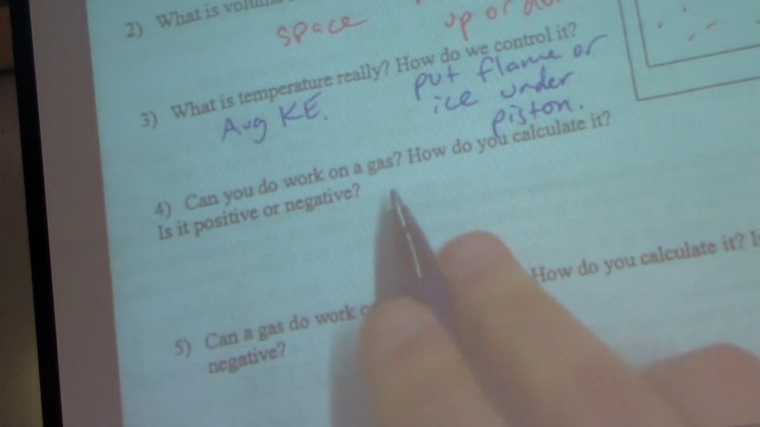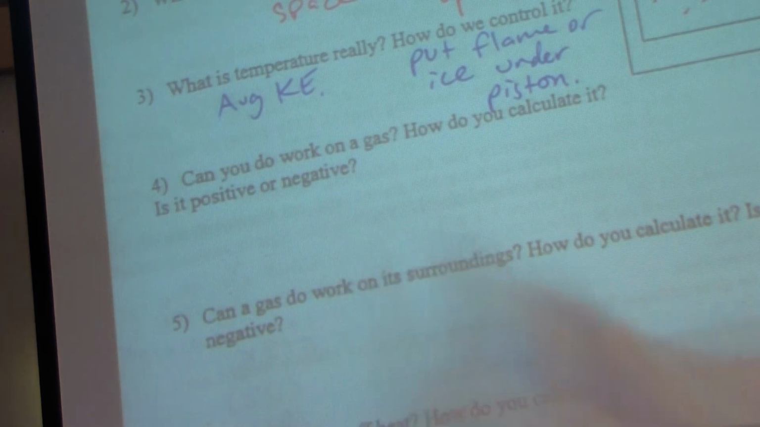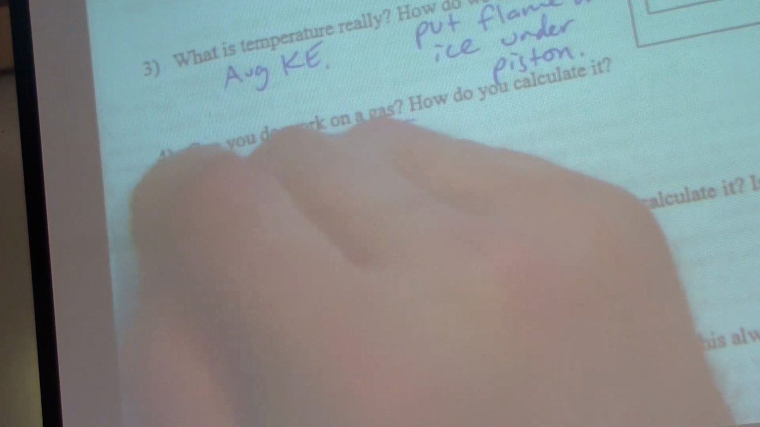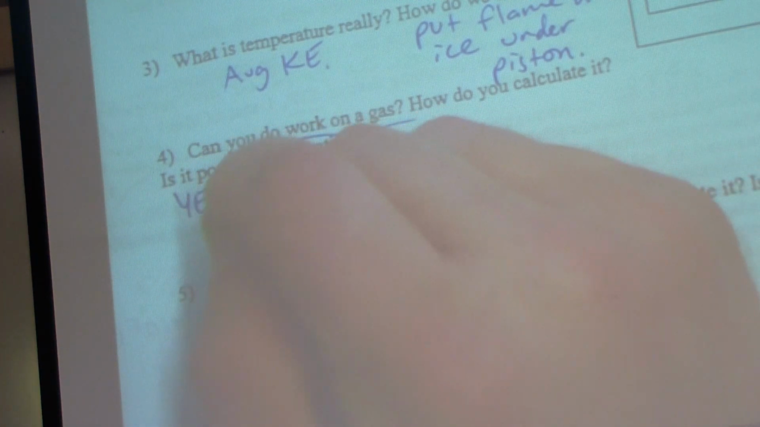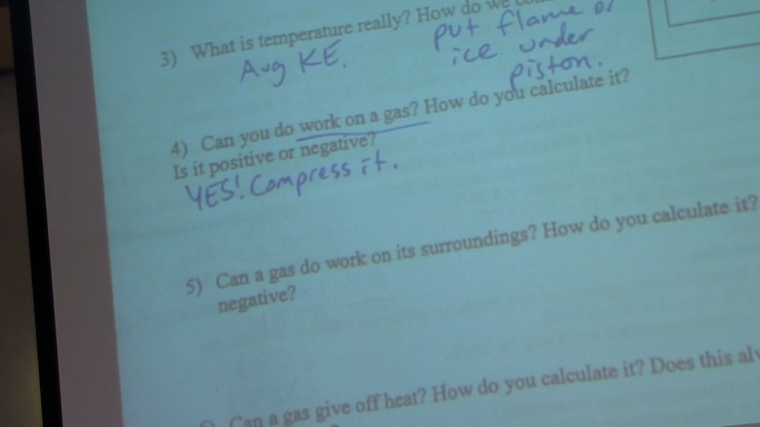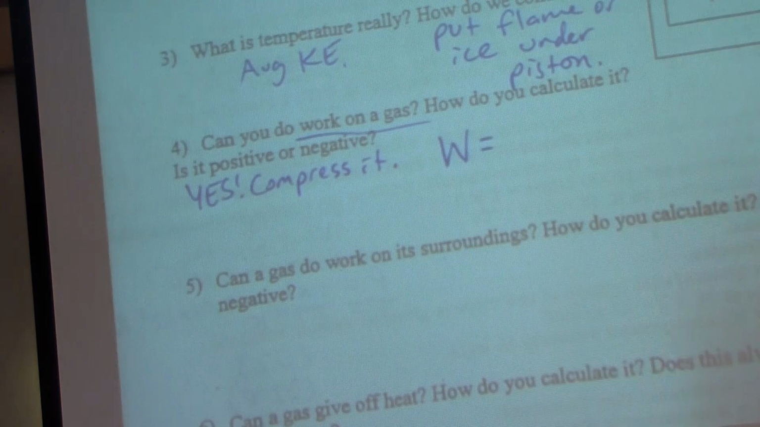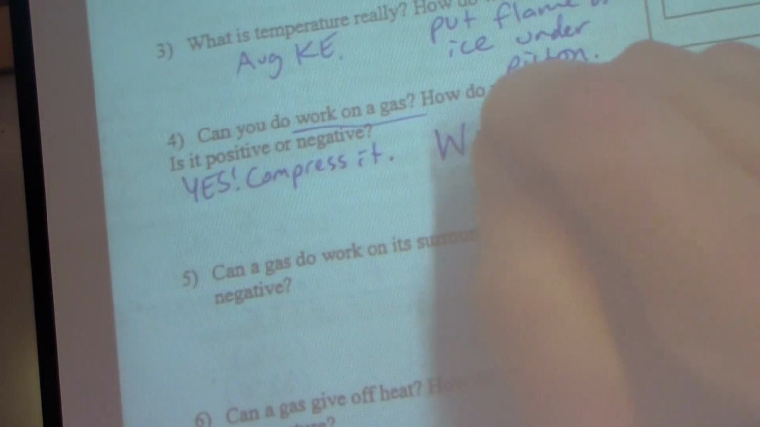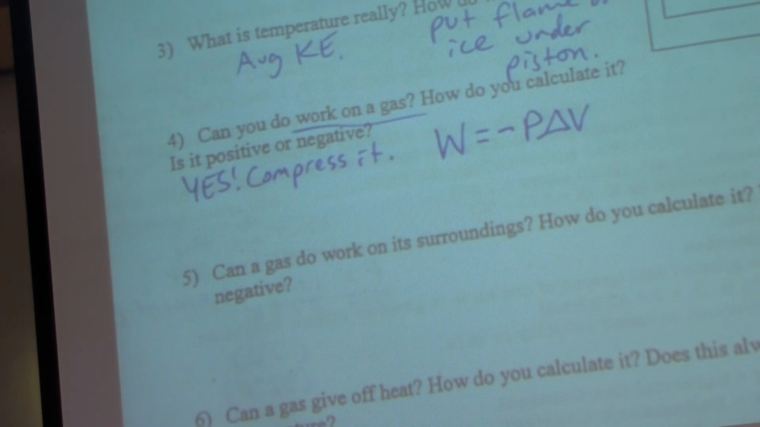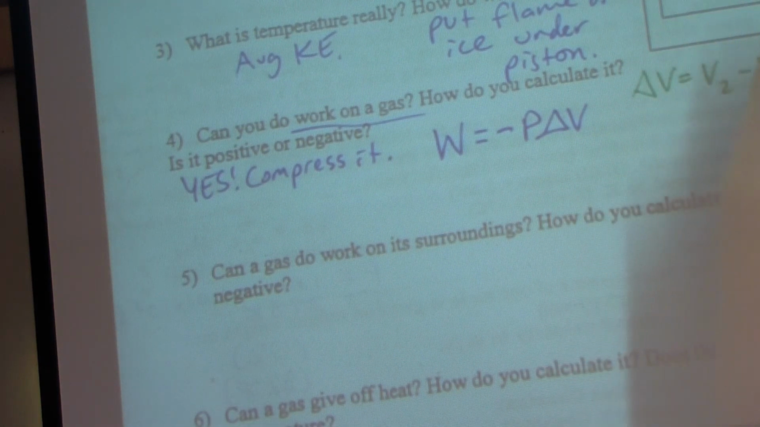Okay. Can you do work on a gas? How do you calculate it? Is it positive or negative? This is the important part. This is the new part. Can you do work on a gas? Yes. How? Compress it. Squeeze it. You calculate work with this simple equation. Work equals negative P delta V. Delta V is V2 minus V1.